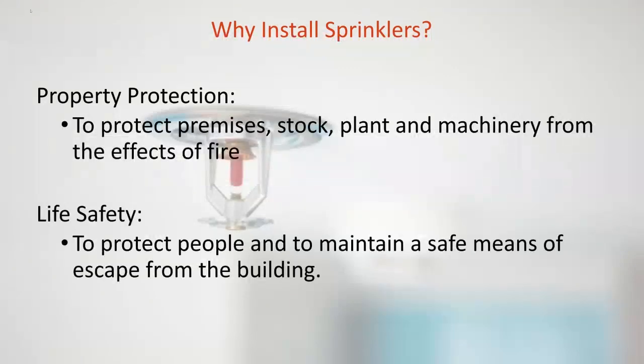The other reason to do it is to protect people and maintain a safe means of escape from the building. Life safety systems generally come in when you can't achieve the 45 metre escape route from any part of the building, and you may find that building control officers ask for life safety systems in that instance. That's something the fire engineer at the start of the contract would look at and determine whether it was a life safety system or not.